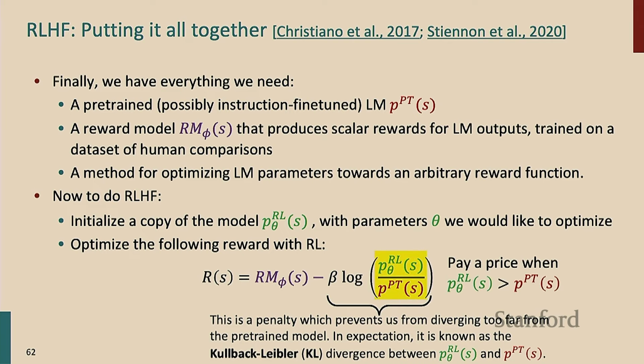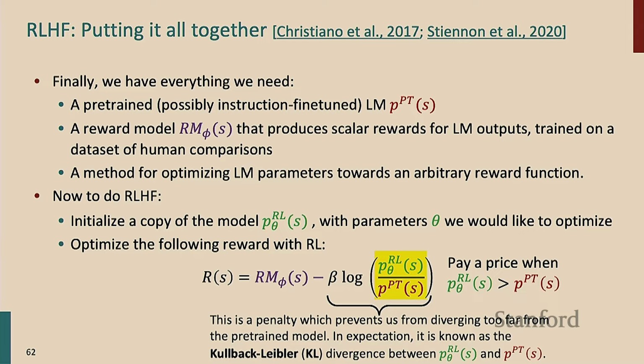So this quantity is large if the probability of a sample under the RL-tuned model is much higher than the probability of the sample under the pre-trained model, right? So the pre-trained model would say, this is a very unlikely sequence of characters for anyone to say, and that's when you would pay a price here. And beta here is a tunable parameter. Yeah, question?